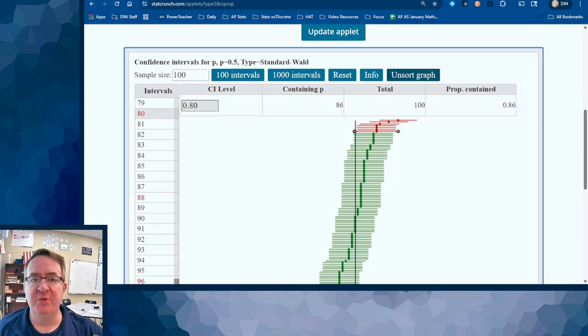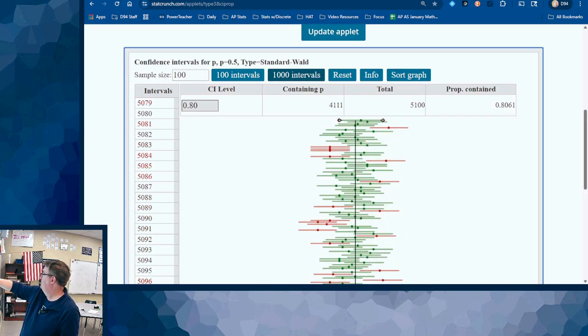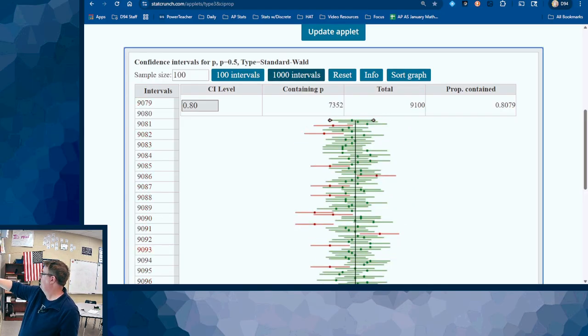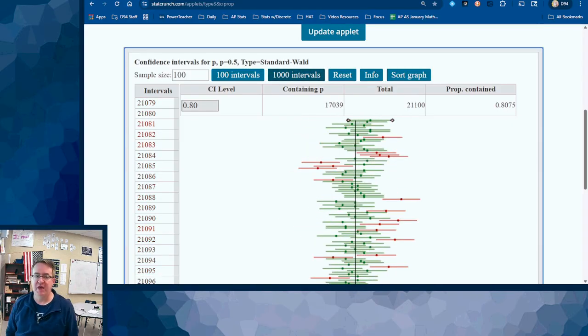Now, as we know, the more samples you take, the more accurate you get. So we're going to continue to do this. I'm going to add a couple thousand in. So if I add an additional 1,000, now my proportion contained on the bottom is very close to 80%. And the more that I add, it's going to bounce around, but you stay very, very close to that 80%. Okay, and that's what that first part of this is kind of going through and doing.